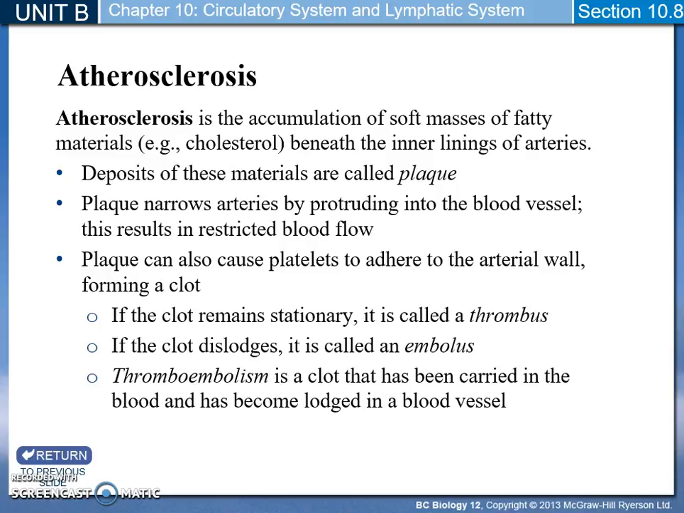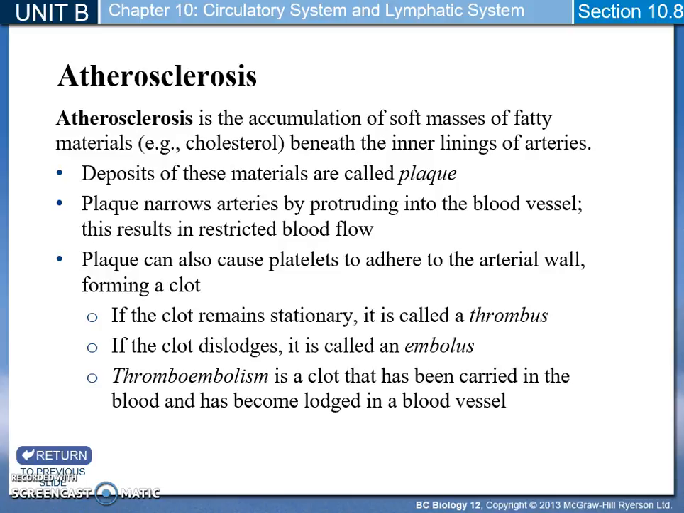So first, atherosclerosis. This is an accumulation of soft masses of fatty materials, generally cholesterol, beneath the inner linings of arteries. For various reasons, you can get an ulceration of the inner lining of arteries, and you get deposits of materials called a plaque. Plaque then narrows the arteries by protruding into the blood vessel, and this results in restricted blood flow through that particular section of the artery.